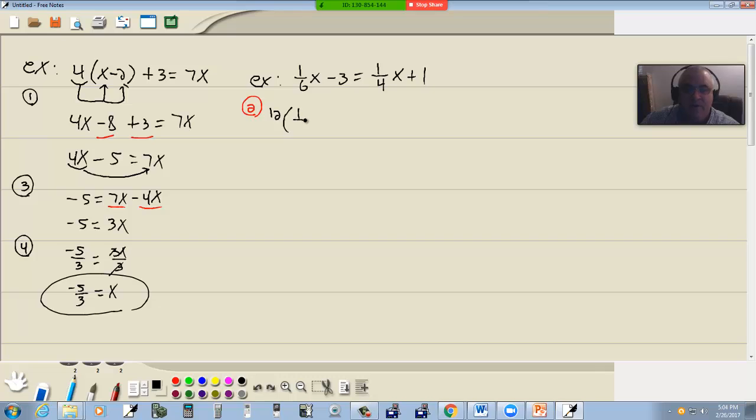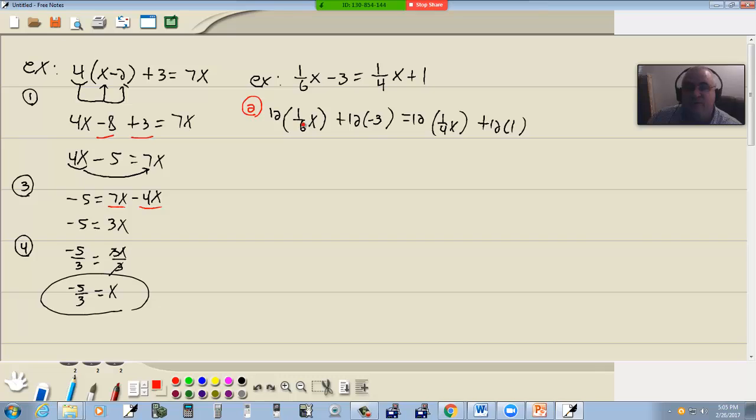So you take 12 times 1/6x. We'll take 12 times negative 3. 12 times 1/4 x. And 12 times 1. Now when I say multiply everything by the LCM, I'm talking about terms separated by pluses, minuses, and equals. So that's why we multiply by the 1/6x. Here's a minus, so that's why we multiplied it by the negative 3. Here's an equals, so that's why we multiplied it by the 1/4 x. And here's a plus, that's why we multiplied it by the 1.